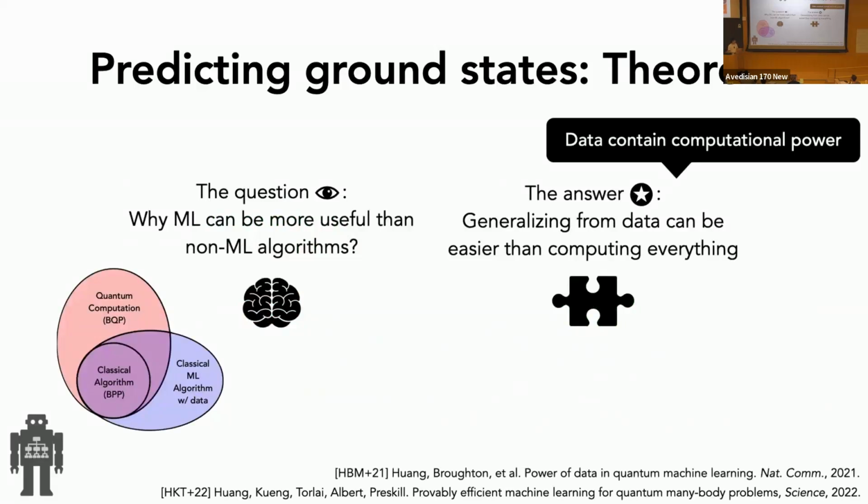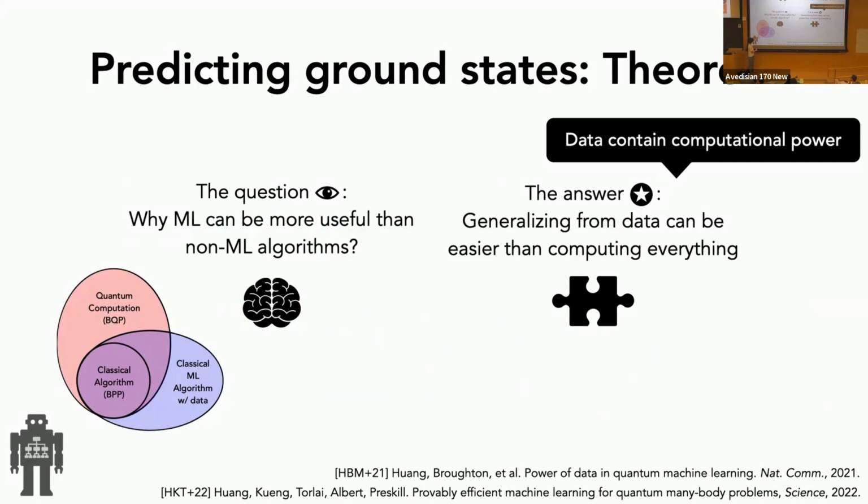And we have a previous paper about this called Power of Data in Quantum Machine Learning, published a few years ago, where we established this complexity theoretic diagram, where we have the classical algorithm, BPP, sitting here, and we have BQP sitting over there. It contains BPP.